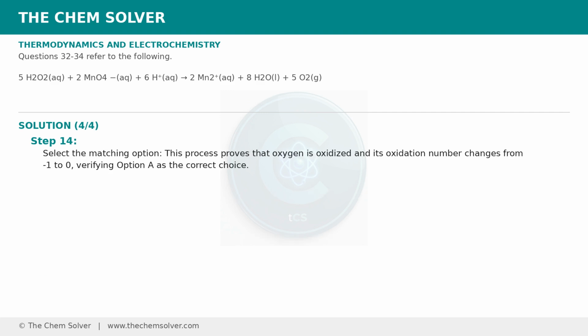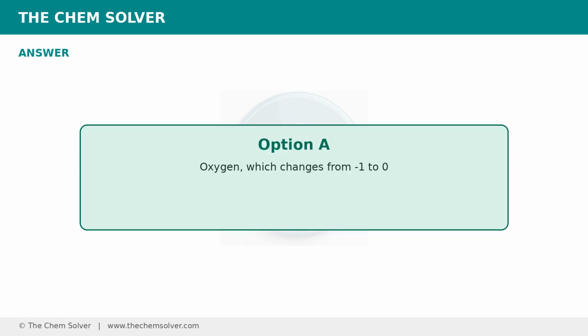Select the matching option. This process proves that oxygen is oxidized and its oxidation number changes from -1 to 0, verifying option A as the correct choice. The correct answer is option A, oxygen, which changes from -1 to 0.